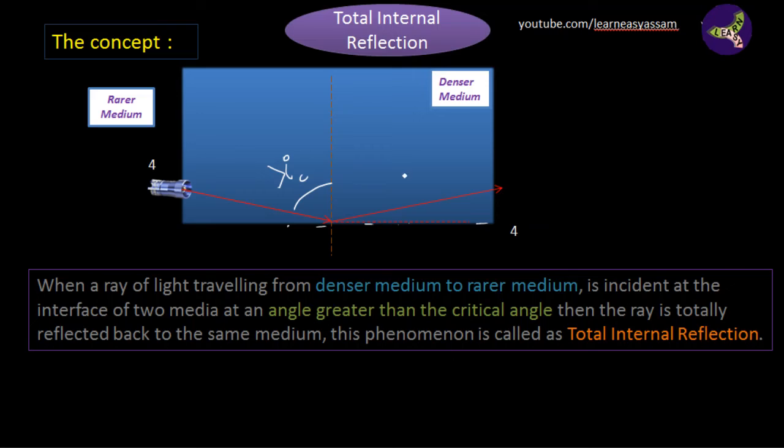So in the same medium, the incident ray in the denser medium, the reflected ray is also in the denser medium, and this phenomenon is called total internal reflection. So that is why it is called total internal reflection.